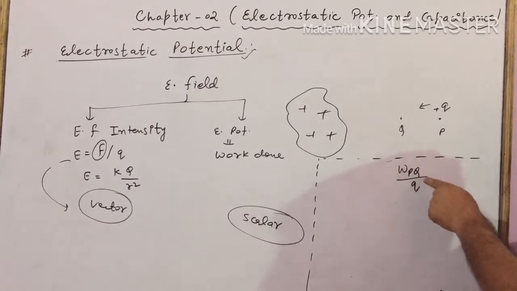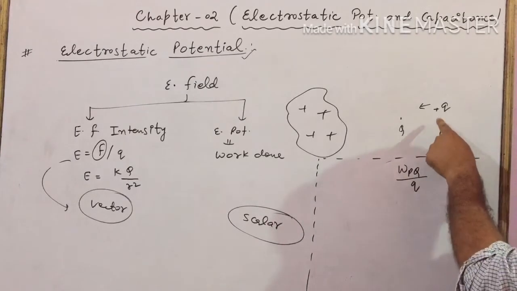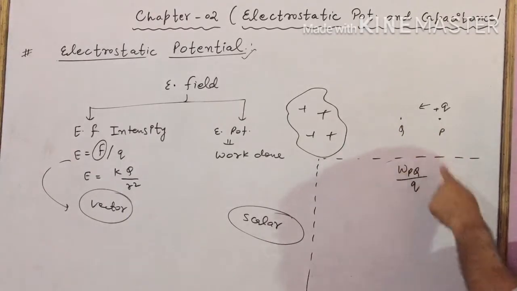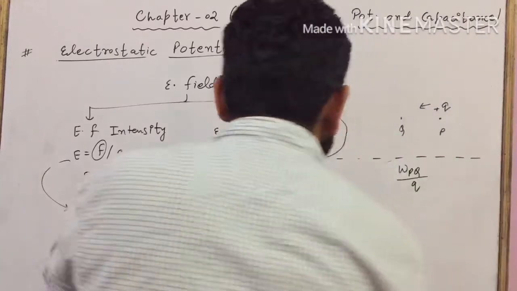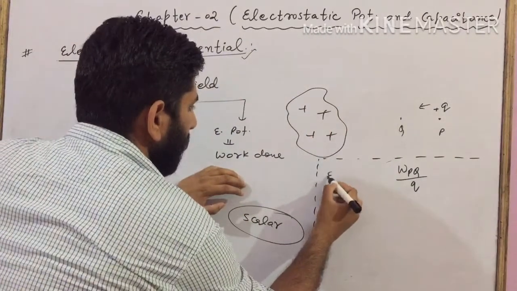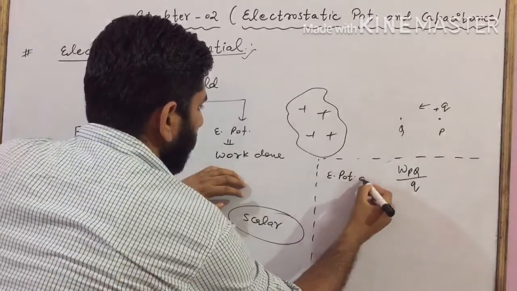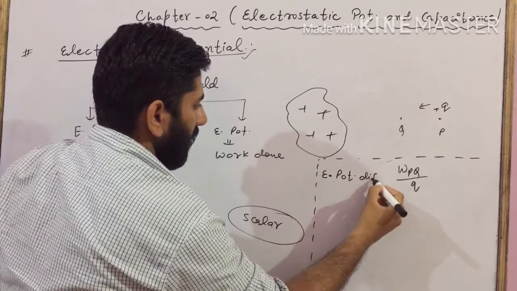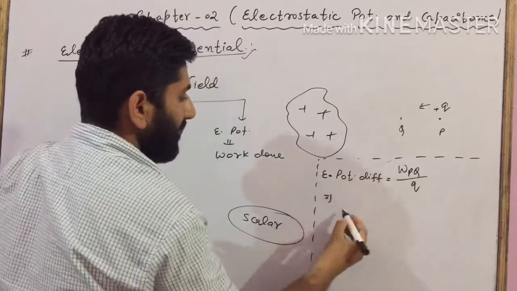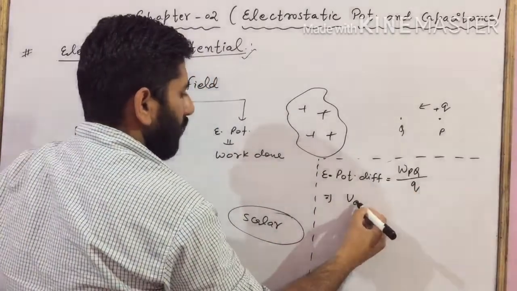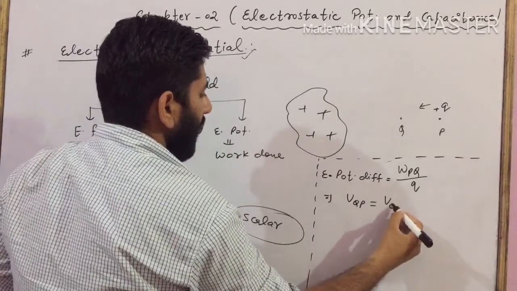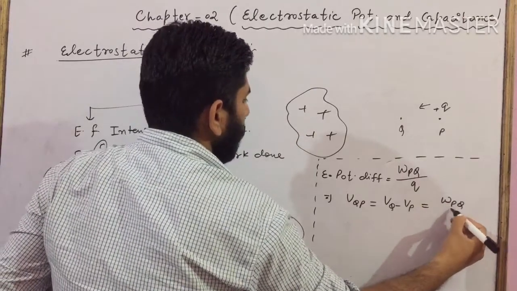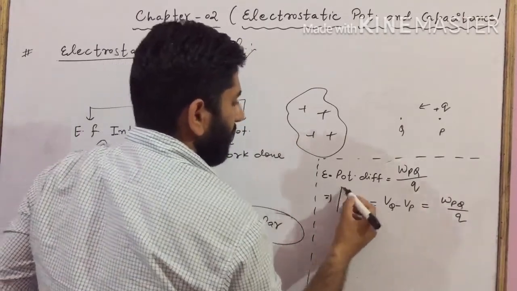So this quantity, which is the work done in moving the charge from one point to another point divided by the test charge, is known as potential difference. So this is electrostatic potential difference. This electrostatic potential difference can be written as V_QP, meaning final potential minus initial potential. So it is equal to W_PQ upon the charge.